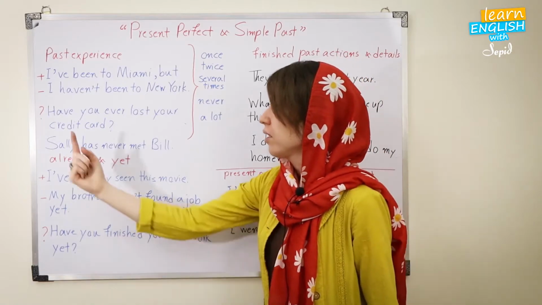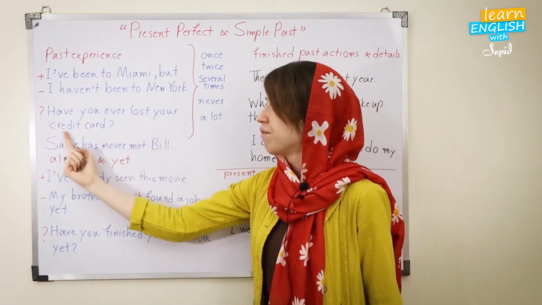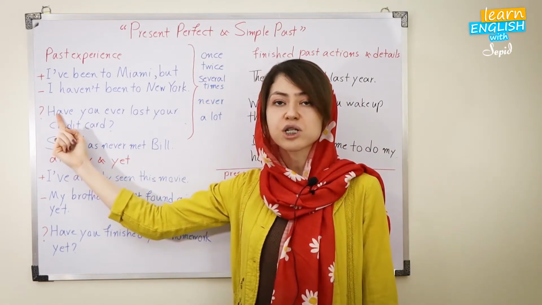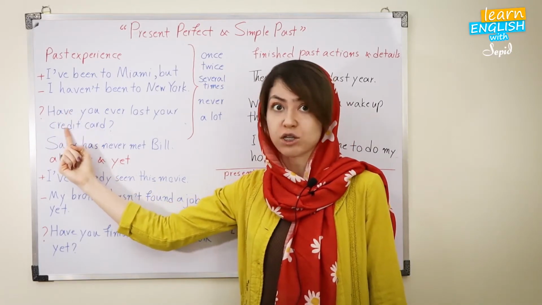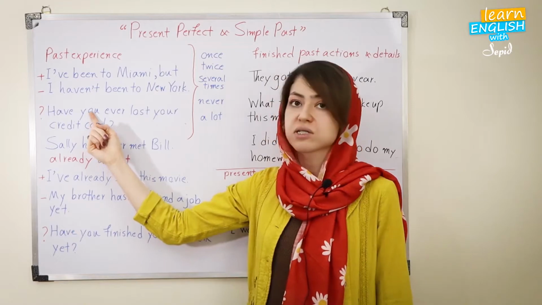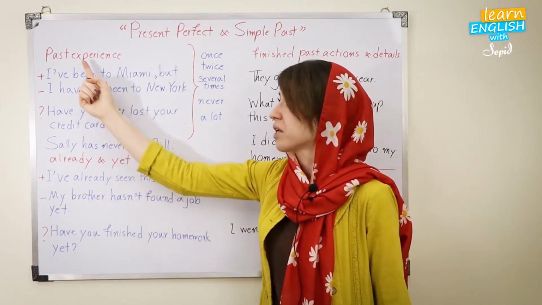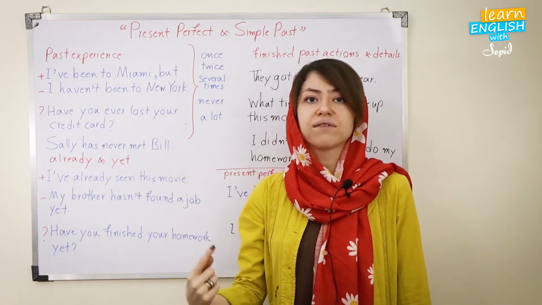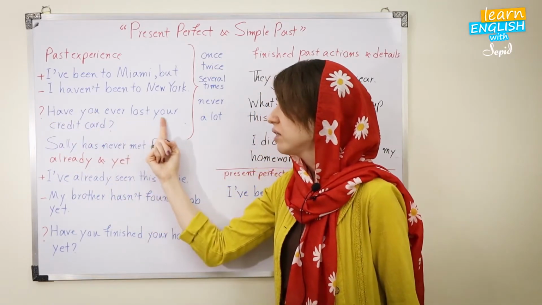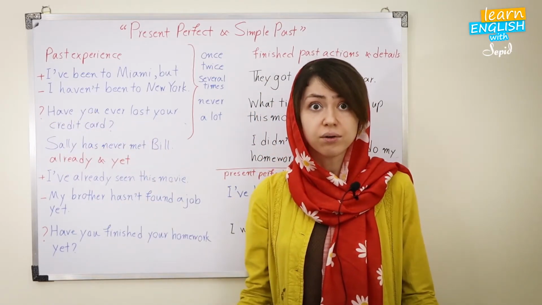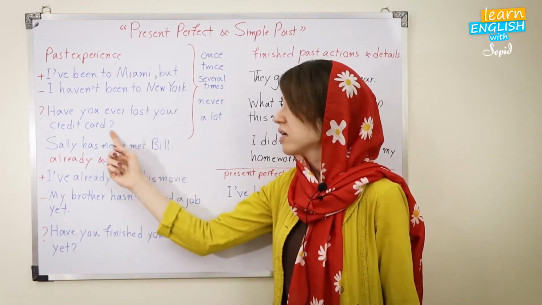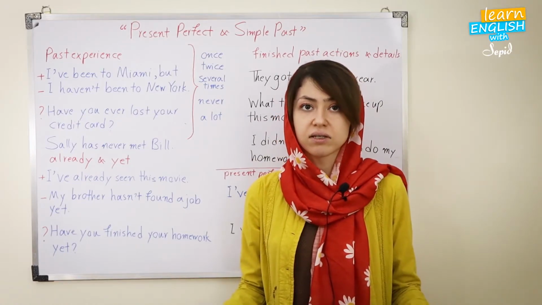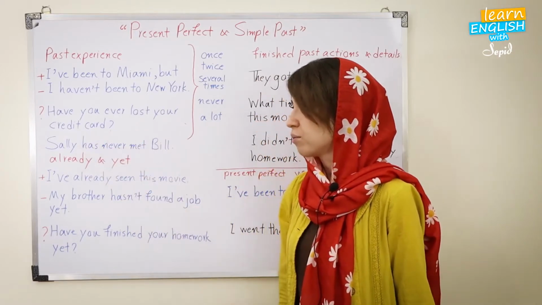So, let's go. Here, there is the question form of that. If you want to make a question, we should put have at the first part of the sentence. This is a yes-no question, okay? Have, after that, the subject, then ever, because we are talking about experience, and the past participle of the verb. Let's go. Have you ever lost your credit card? Have you ever lost your credit card? Okay, so I'm asking about your experience. So you can say, yes, I have, or no, I haven't, like this. This was the question form of that.